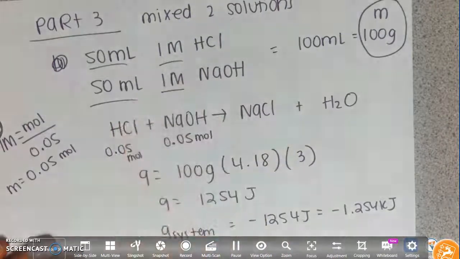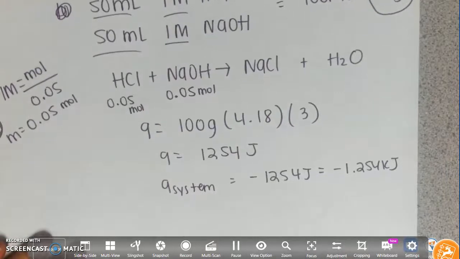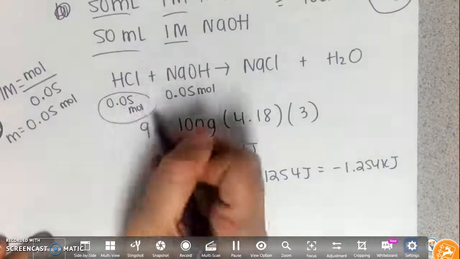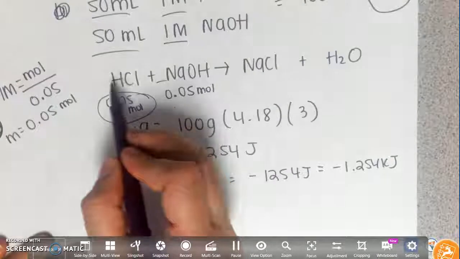And everything in this equation is 1-to-1, so it's going to be like the last problem, you divide by your mole value to get your delta H. Now make sure on the FRQ that you watch for your limiting and you watch your coefficients.